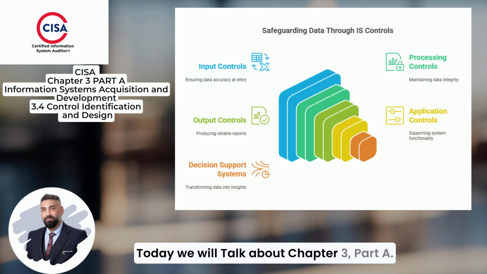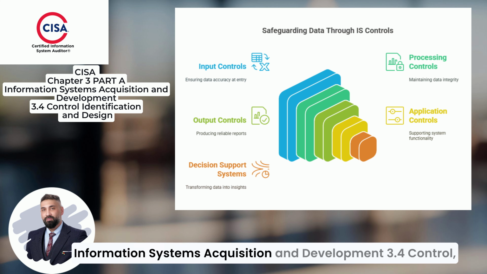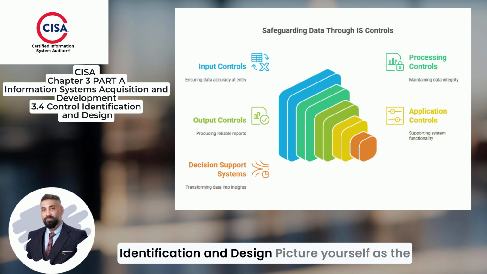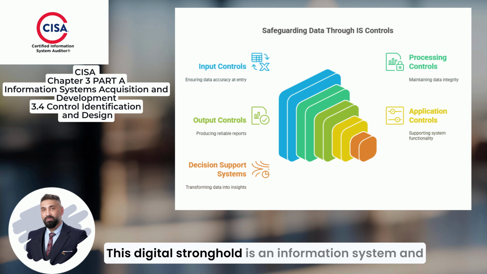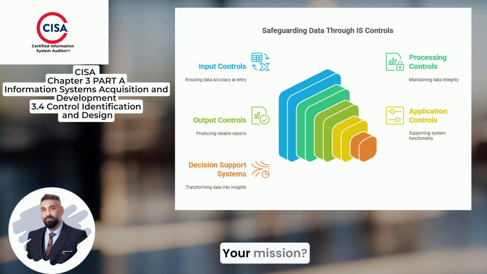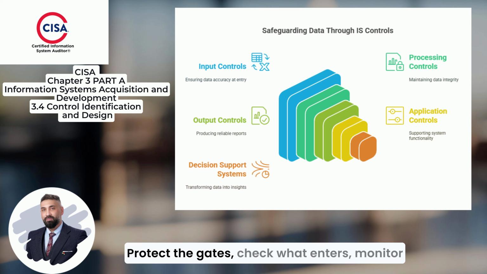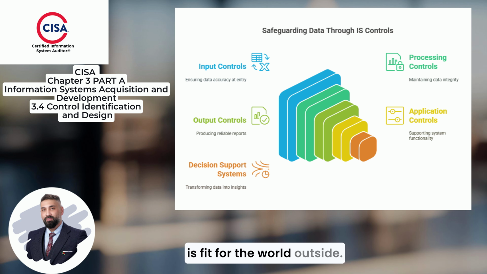Today we will talk about Chapter 3, Part A, Information Systems Acquisition and Development 3.4, Control Identification and Design. Picture yourself as the gatekeeper of a vast castle, but instead of brick walls and moats, your defenses are made of data. This digital stronghold is an information system, IS, and it carries the lifeblood of modern business, information. Your mission? Protect the gates, check what enters, monitor what moves within, and ensure what exits is fit for the world outside. Sound daunting?